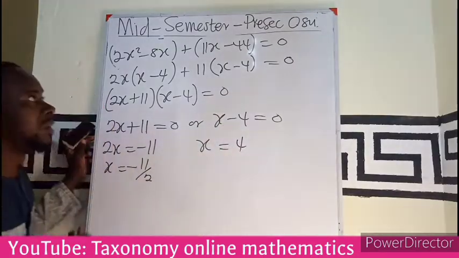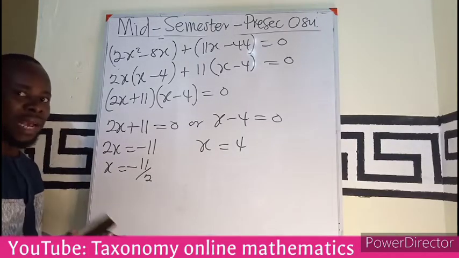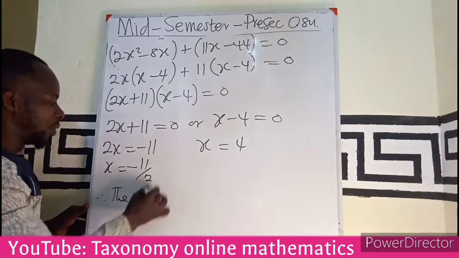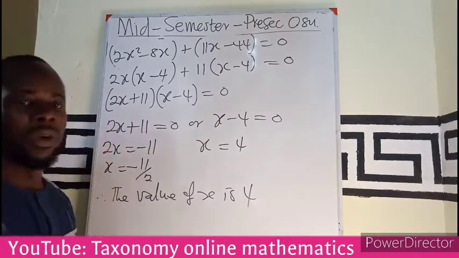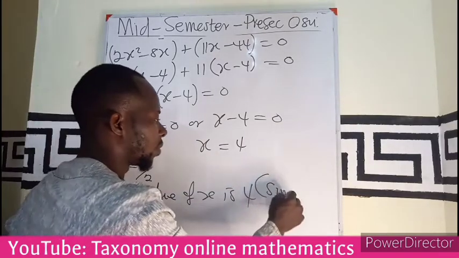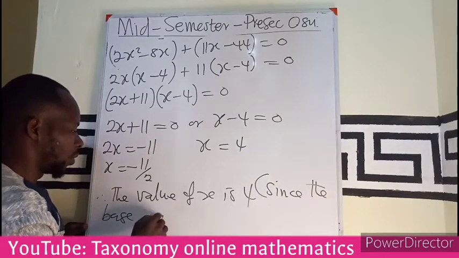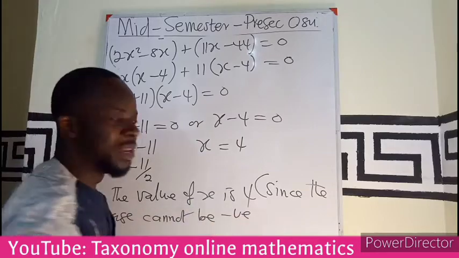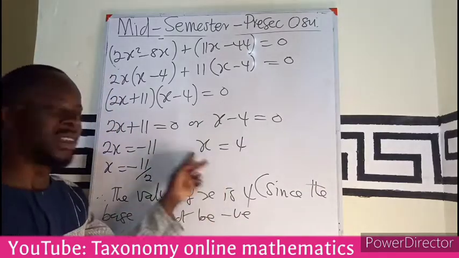So I get this. But don't forget, we are looking for number base, and a number base cannot be negative. So therefore, we can say that the value of x is just 4, since the base cannot be negative. The moment the base cannot be negative, we take only the positive value.